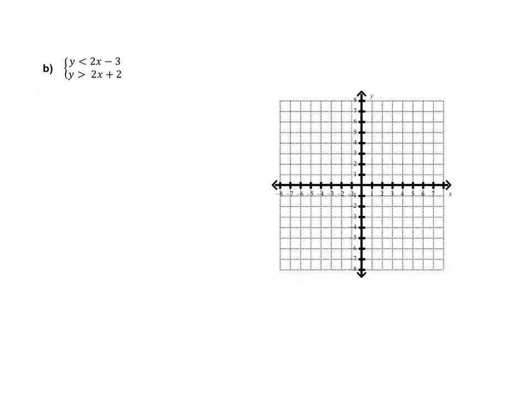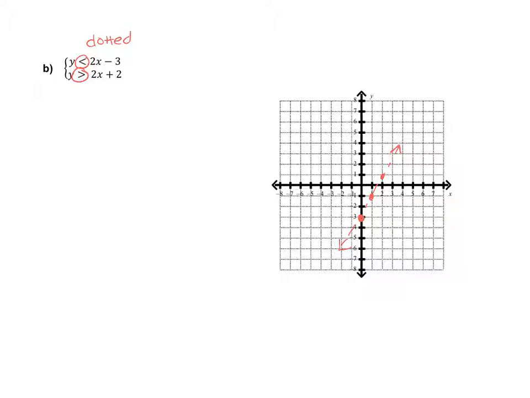These inequalities are already isolated, so I'm going to go right to negative 3 on the y-axis, and I'm going to rise 2 and run 1 from my slope, 2 over 1, and that's a dotted line because of the less than. They're both going to be dotted lines in this case because these are not equal to, they're just less than or greater than symbols.